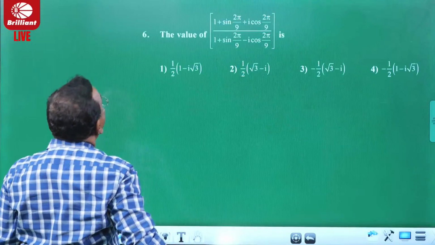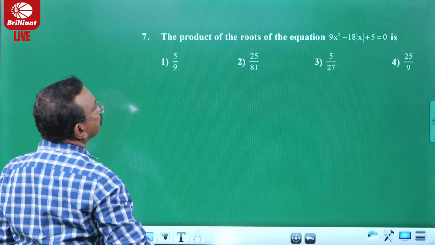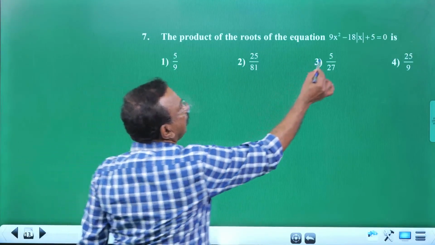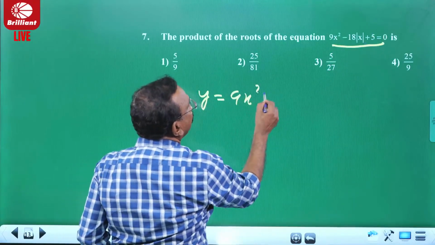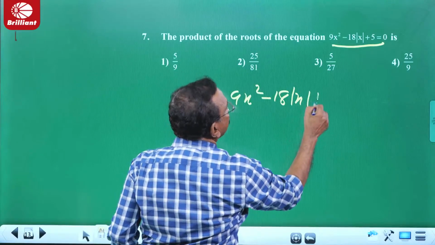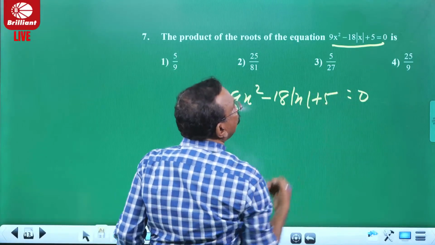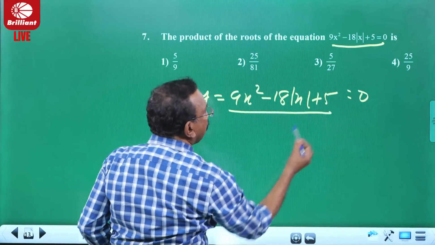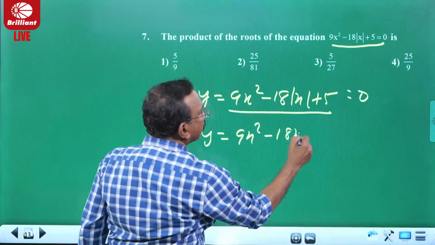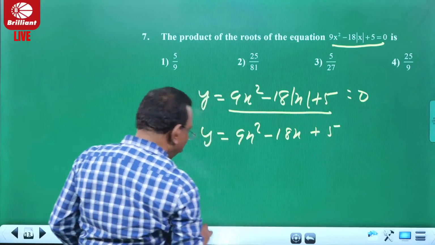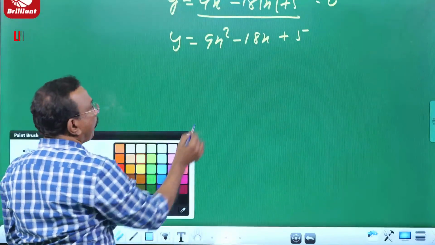Now the next problem is actually a graphical problem: 9x square minus 18 mod x plus 5 is equal to 0. So you know this expression is actually a graph of 9x square minus 18x plus 5. I simply draw the graph as in a pattern like this.